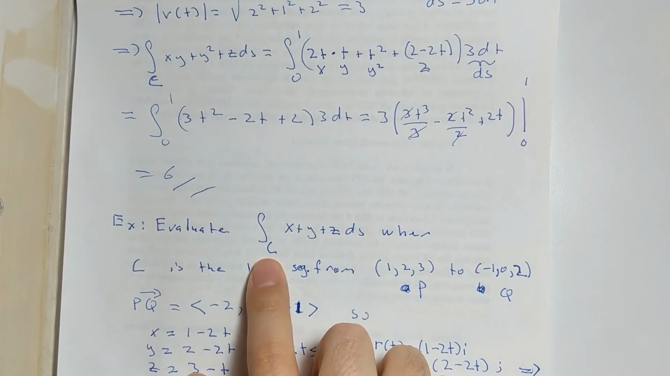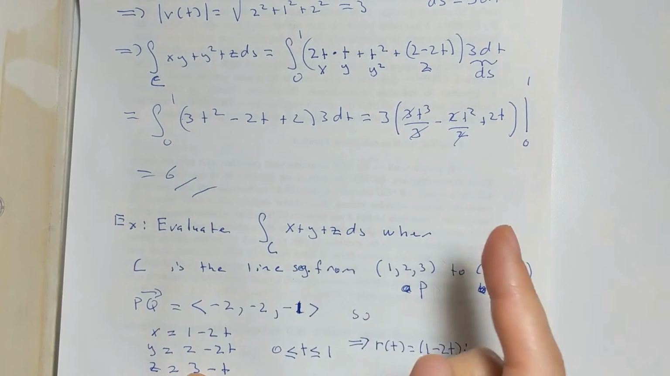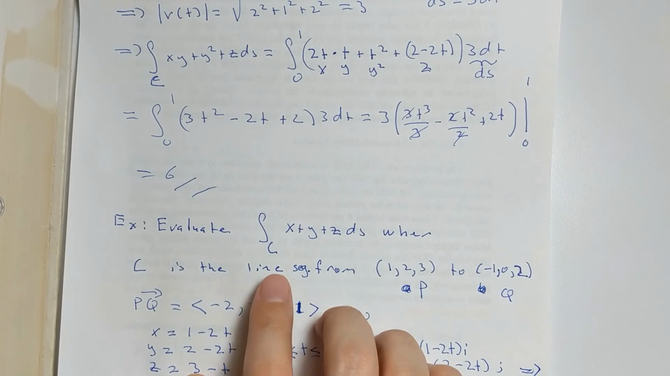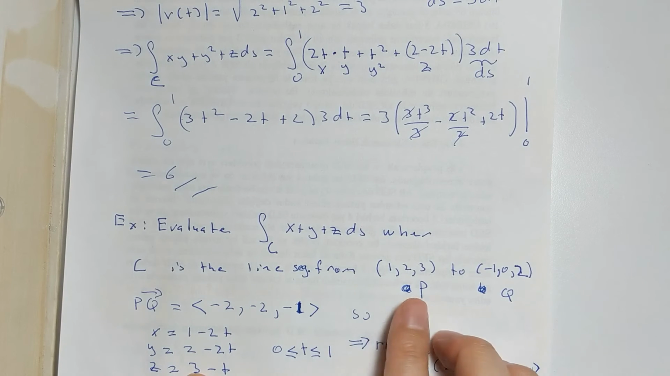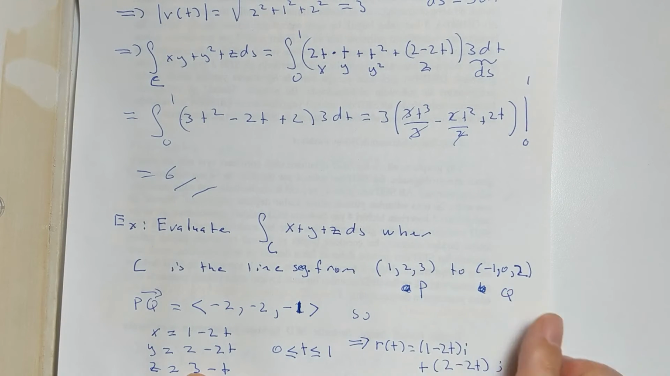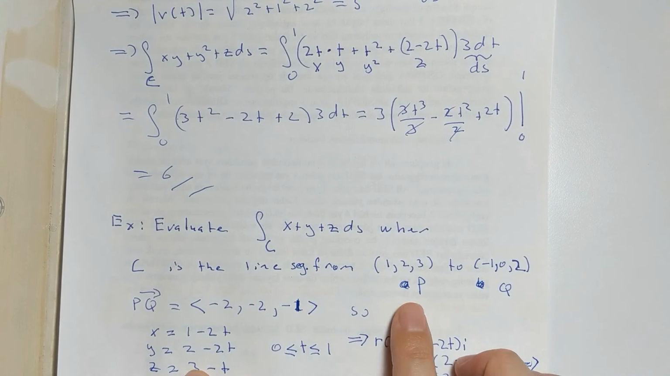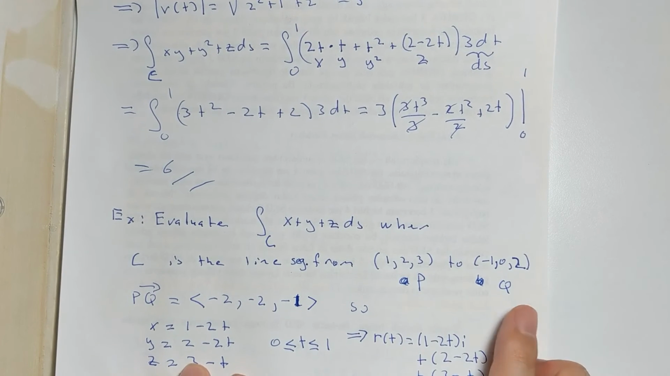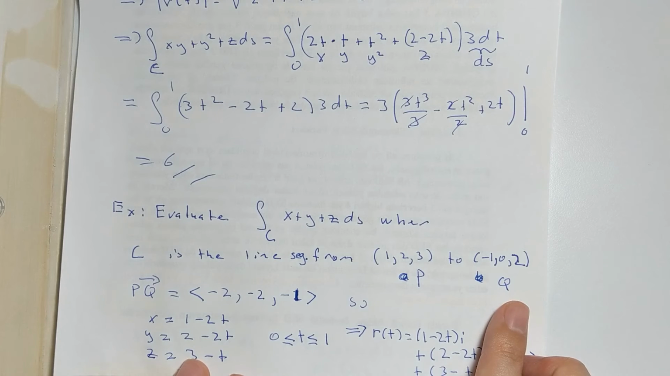And we're going to evaluate this function x plus y plus z. Very simple again. We're trying to keep the integral simple. Over the curve, where the curve is the line segment. Now they're giving us from 1, 2, 3 to minus 1, 0, 2. Okay, minus 1, 0, 2. So let's call this point P. Let's call this point Q.